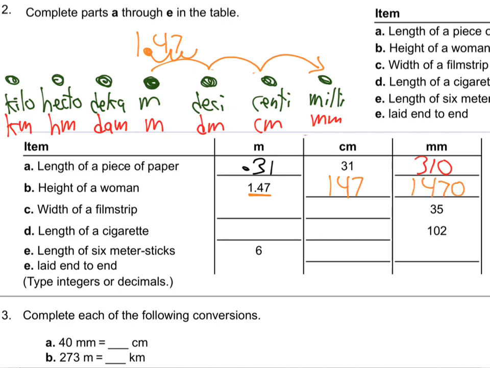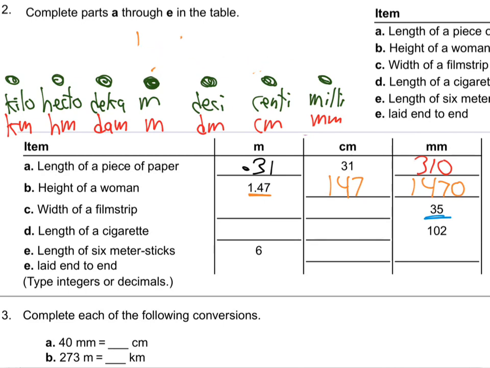1470. Remember, when you go beyond the edge, that starts bringing in zeros. So 3 jumps to the right goes 1 beyond the edge, brings in a 0. So she's 1470 millimeters tall, which is the same as 147 centimeters tall, which is the same as 1.47 meters tall. Questions so far? Want to try the film strip? The width of the film strip, 35 millimeters. So start with that 35 millimeters.